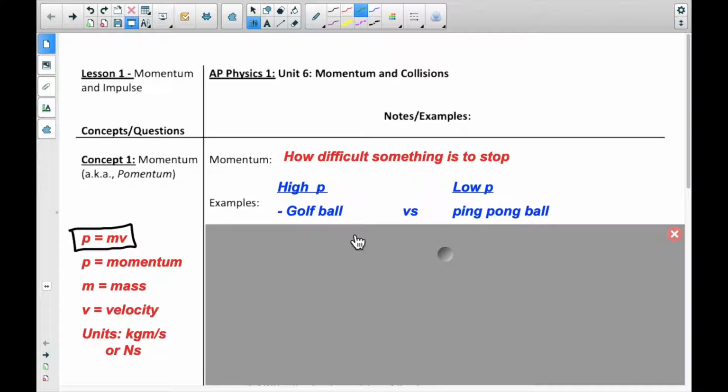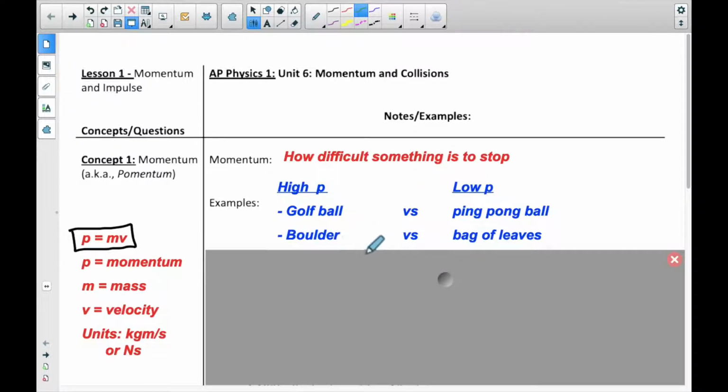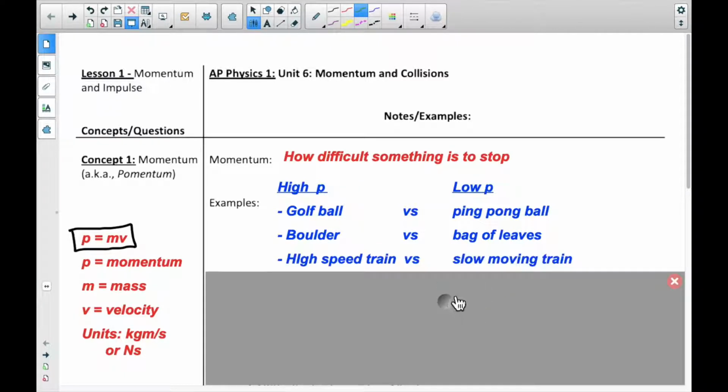So I have some here, and I'm going to go through one by one. High momentum, a golf ball. Low momentum, a ping pong ball, because a golf ball has more mass to it than a ping pong ball does. High momentum, a boulder, again, has a lot of mass. Low momentum, a bag of leaves. That was in the crash course video. High momentum, a high-speed train. That would be very difficult to stop. However, a slow-moving train, you maybe could stop that because the velocity is not so high, so therefore it's much easier to stop.